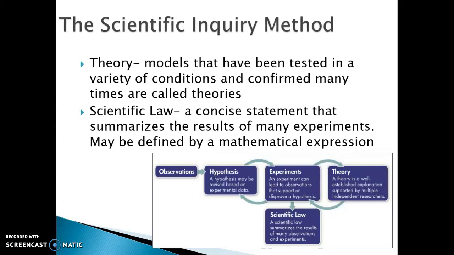The second type of conclusion that you can come to is something we call a scientific law. A scientific law is a concise statement that summarizes the results of many experiments. A lot of scientific laws are defined by mathematical expressions. This little chart in the lower right hand corner here kind of takes you through the scientific inquiry method. It starts with observations. You're going to form a hypothesis. You're going to experiment. And from these experiments, you can come to the two different conclusions. You can either come to the point where you're going to create a theory, or you can create a scientific law.